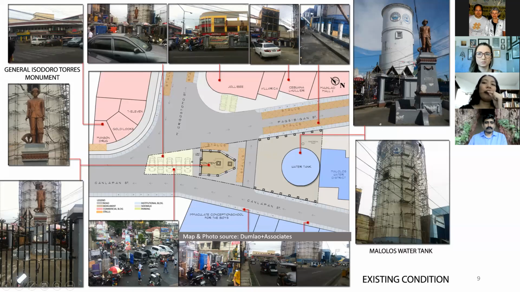These are the existing view and condition of the water tank. This map was done way back in 2015. This documentation is from my undergrad thesis before. I got this map when I was collecting information about this water tank.